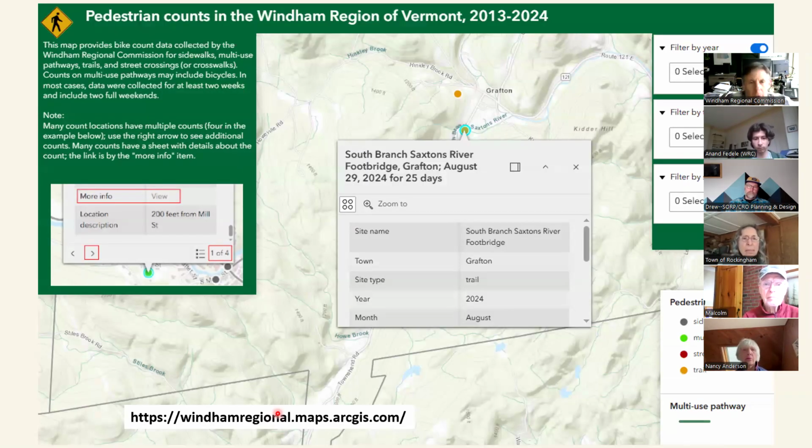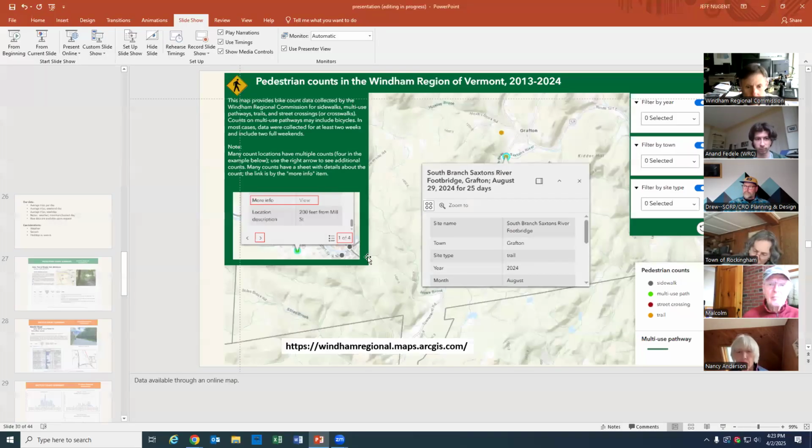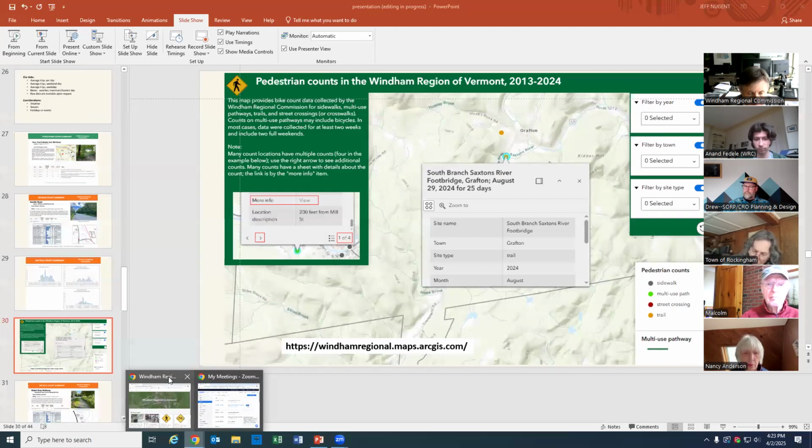We have just recently put up brand new online web maps for both bike counts and pedestrian counts. So this is one way to access the data. Here's the link down here. We'll put that in the chat. And I can give you just a quick demonstration.